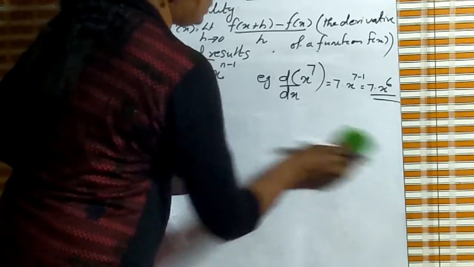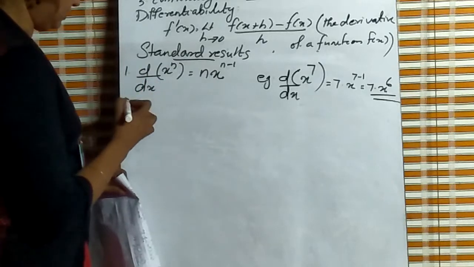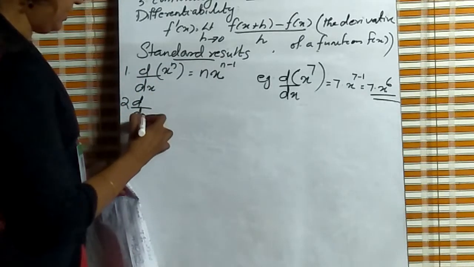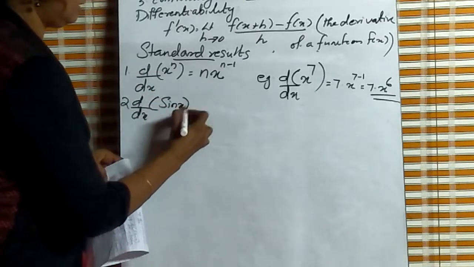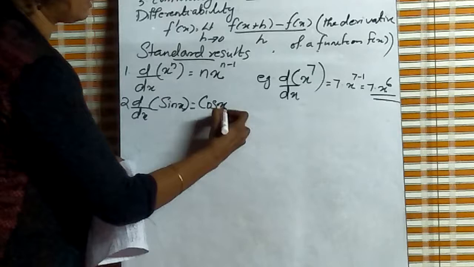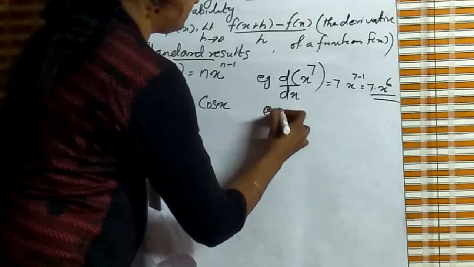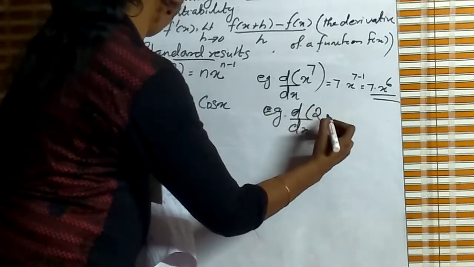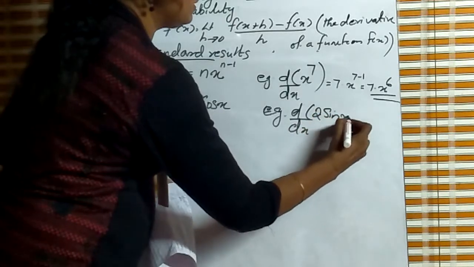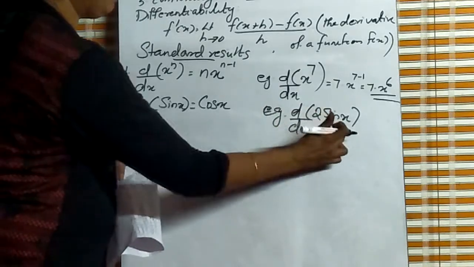Then our second result, you study by heart: d by dx of x raised to n is n x raised to n minus 1. Then second, d by dx of sin x. This is a standard result. The derivative of sin x is cos x. Example, d by dx of 2 sin x equals 2, the common constant 2, into what is the derivative of sin x?